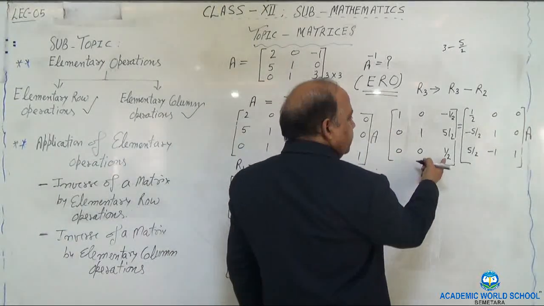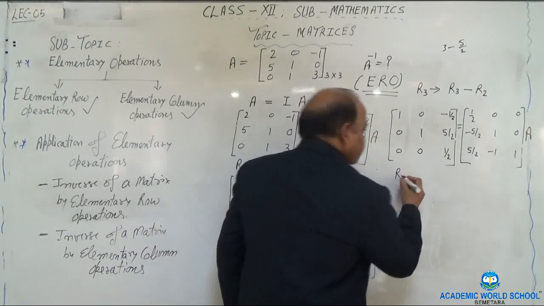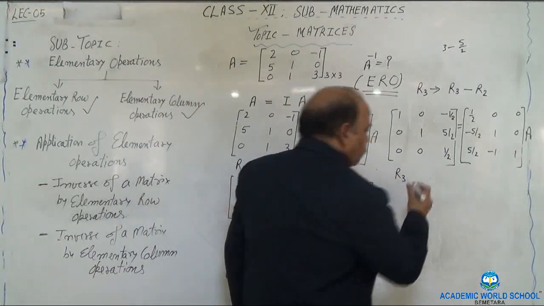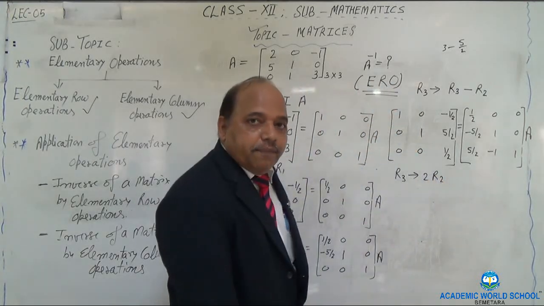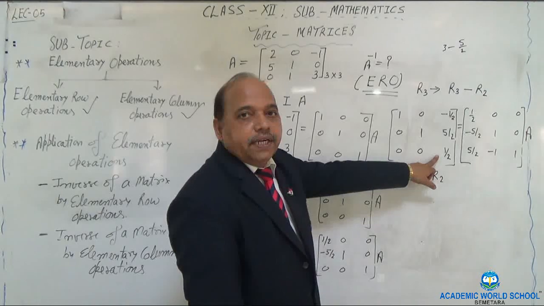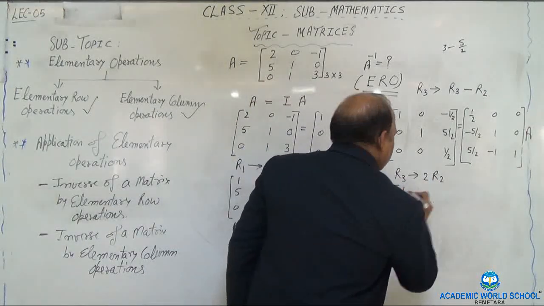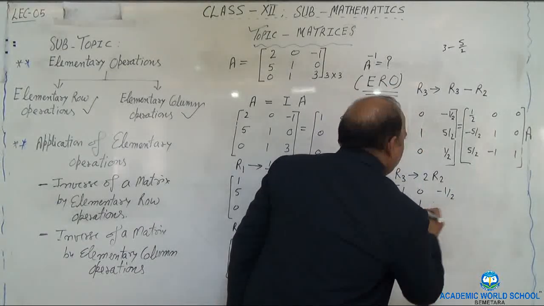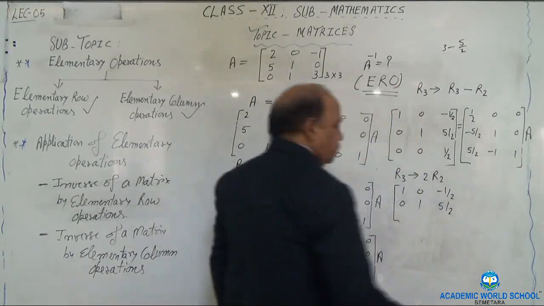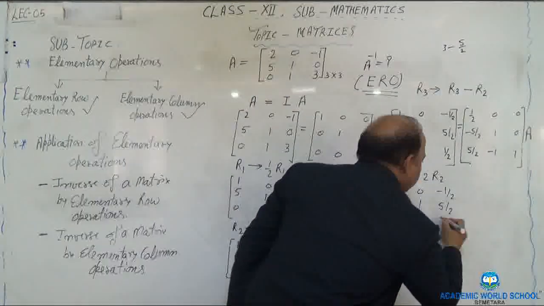So what we are doing? So first multiply by this. We are making a change in R3. What is the change? We are multiplying by 2. Why are we multiplying by 2? So that it gets converted into 1. So do that. We are left with 1 0 minus 1 by 2, 0 1 5 by 2, and then we are multiplying by 2, so it will become 0 0 2.